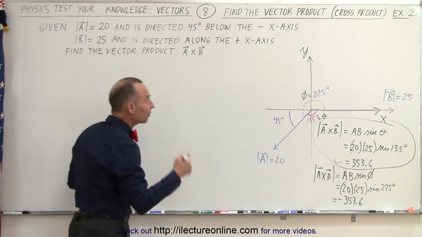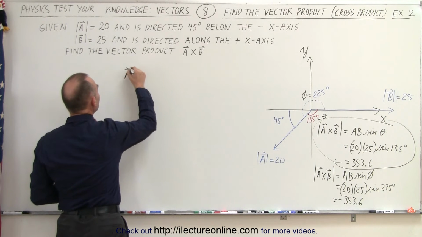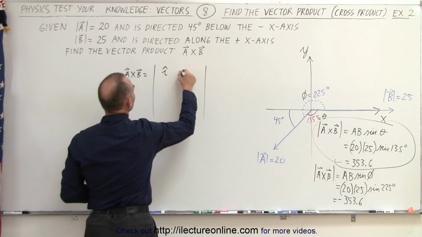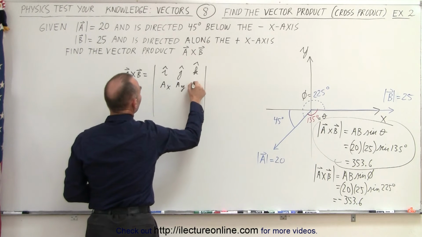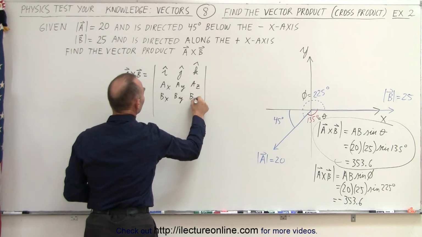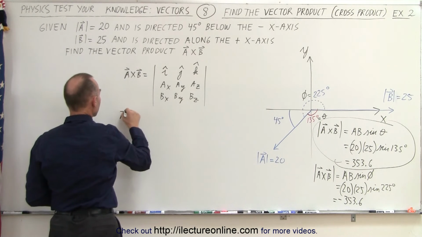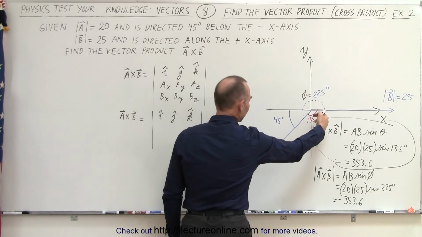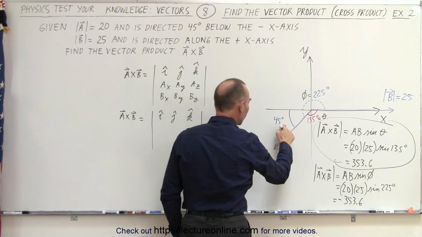All right, so now that we have the magnitude, and we know it's in the positive z direction, let's now go ahead and calculate it using the regular cross product. So we go A cross B, by definition is the matrix with the i, j, k in the first row, A sub x, A sub y, A sub z in the second row, and B sub x, B sub y, and B sub z in the third row, like this. And then if we plug in the values, A cross B, the component A sub x, so we have something in the negative direction.